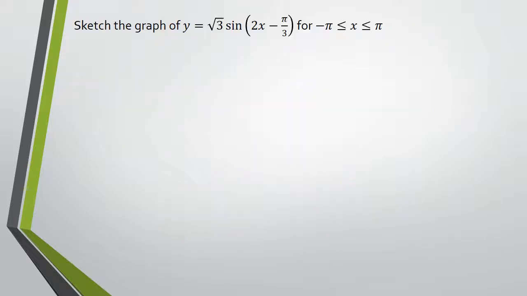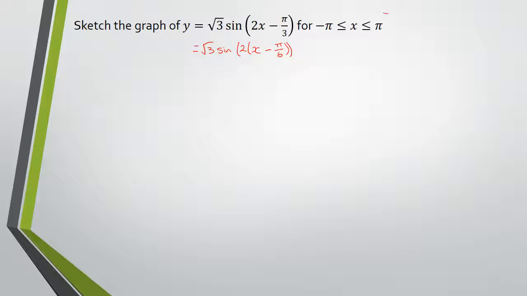Okay, so the first thing we need to do, like we mentioned just before, is that we need to make sure that the x has a coefficient of 1. So we need to take the 2 out as a common factor. That means I divide 2x by 2, I get x. I divide pi on 3 by 2, and I get pi over 6. So this is our function that we're going to be sketching.